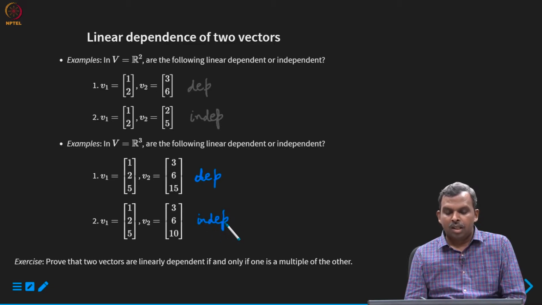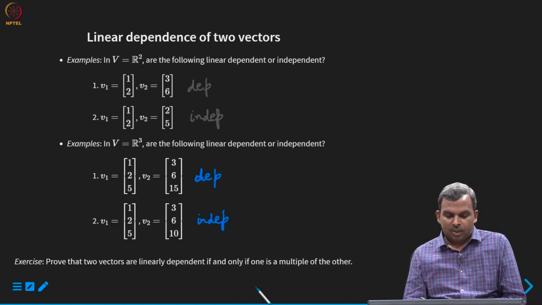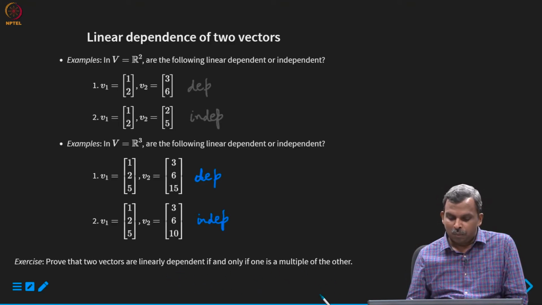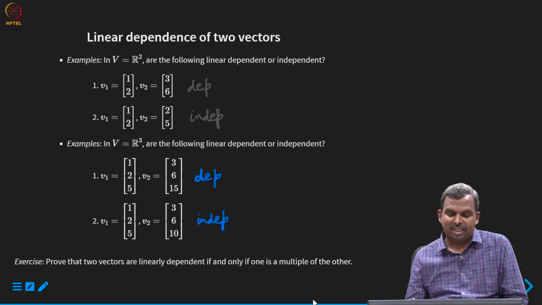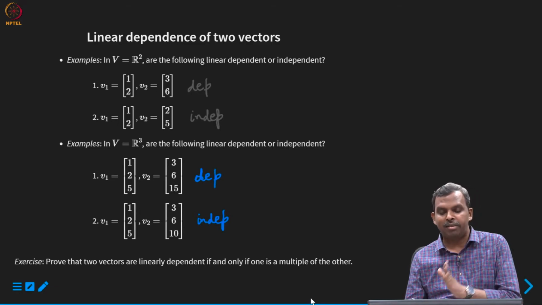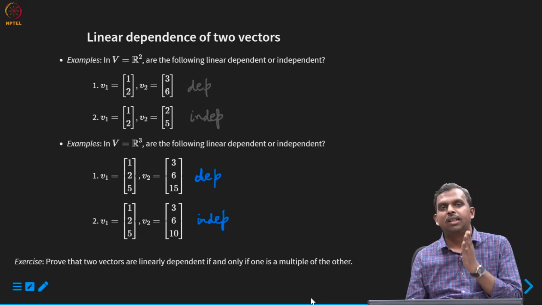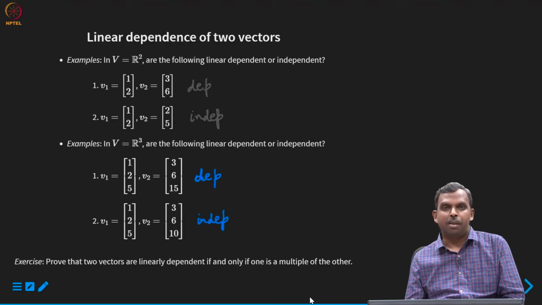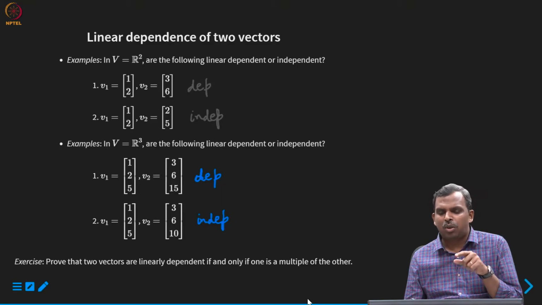So this is easy to see, and here is an interesting result, which I will leave as an exercise. It's not very difficult to prove. Two vectors are linearly dependent if and only if one is a multiple of the other. So this is an interesting thing to remember. One vector has to be a multiple of the other for the two vectors to be linearly dependent, otherwise they are linearly independent.